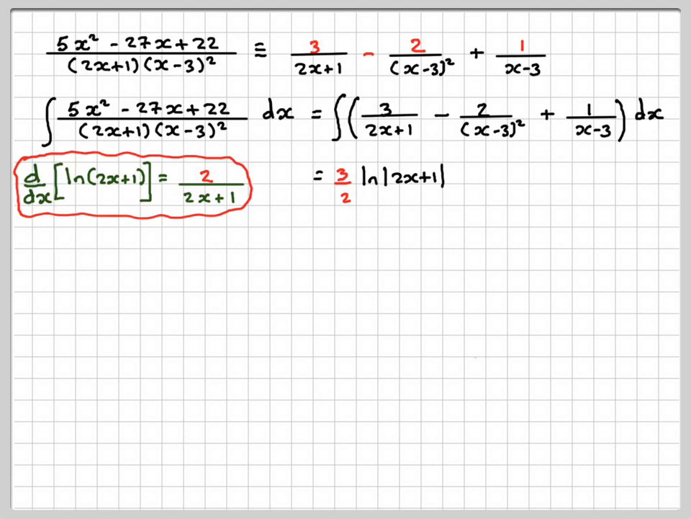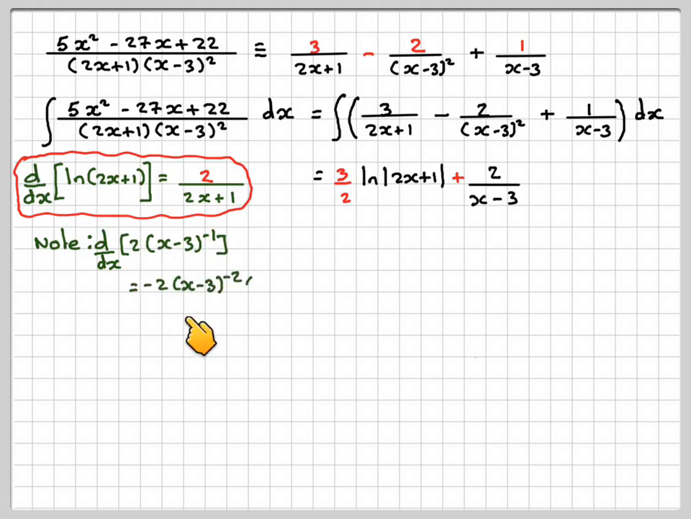Right, next one, you've got to think this is −2(x − 3) to the power −2, so if you add 1 to the power, it's going to be (x − 3) to the −1, and when you differentiate that, that will become a plus 2 over (x − 3). Now, if you're not sure, just differentiate this back. So if you differentiate 2 times (x − 3)⁻¹, if you bring down the −1, you're going to get −2(x − 3)⁻², and then you have to differentiate the bracket, which is 1 in this case.